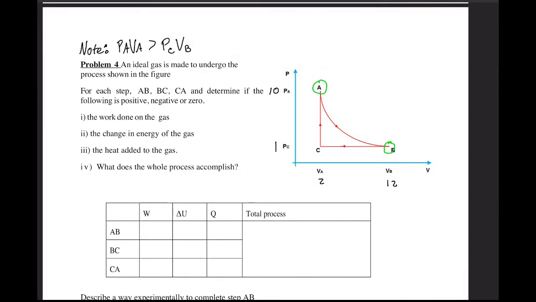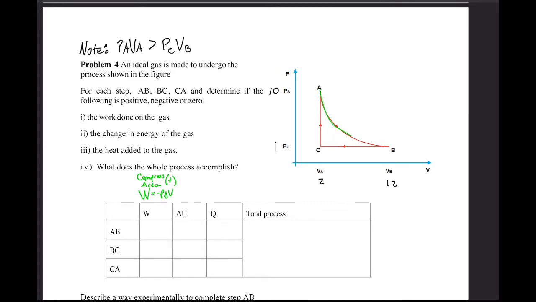So the first thing we can do is think about work. When I think about work, I think about compression. If you compress it, it takes work. So work is negative P delta V. Work is the area under a curve, and if it's compression, it's positive. So let's go ahead and go from A to B first.